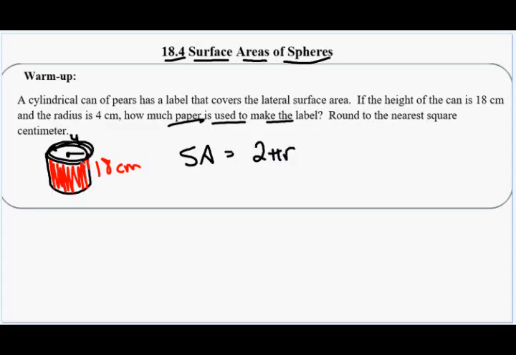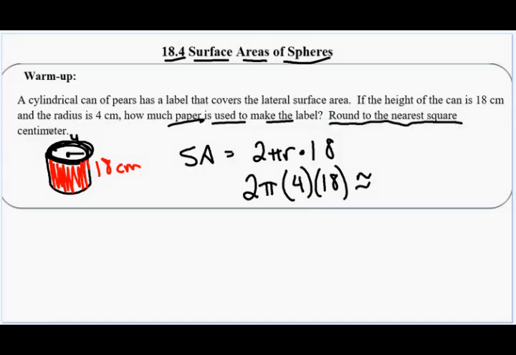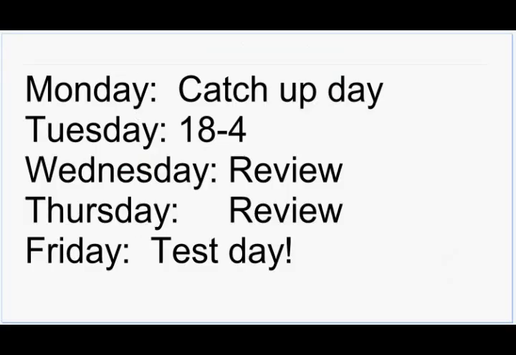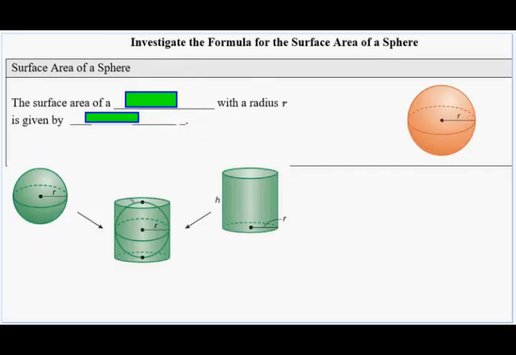the circumference of the circle, and then we're going to multiply that by 18. So we have 2 times pi times the radius 4 times the height of the can 18. We multiply all those together. We are going to round to the nearest square centimeter, and we're going to round that to 452 centimeters squared.